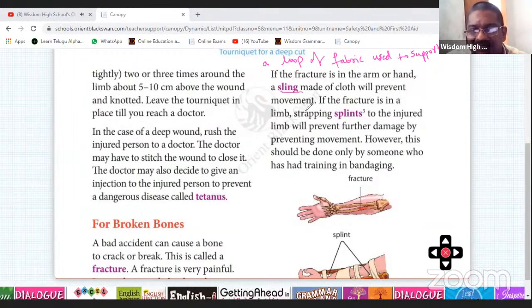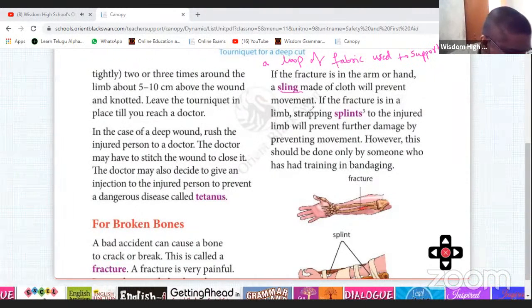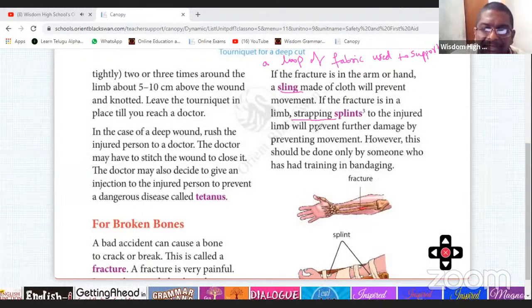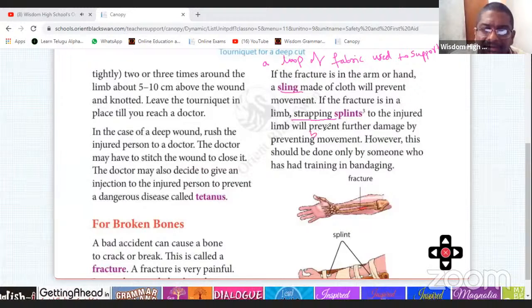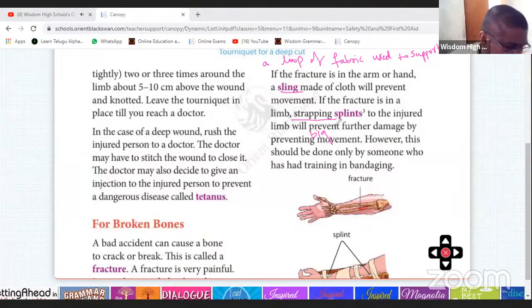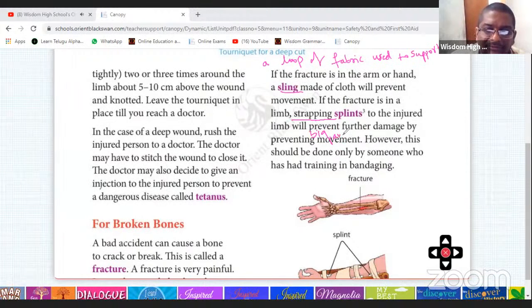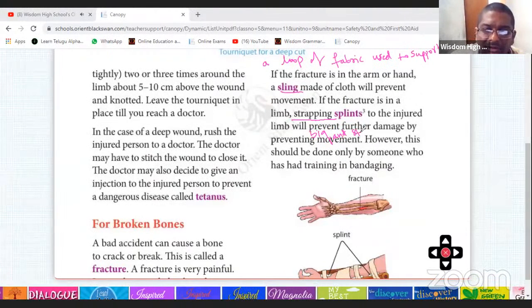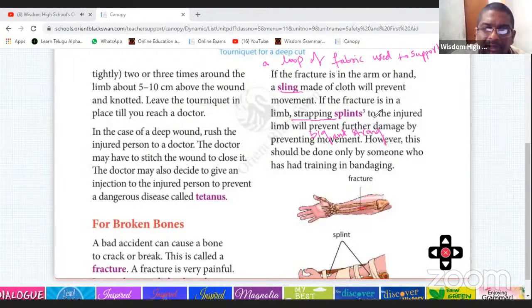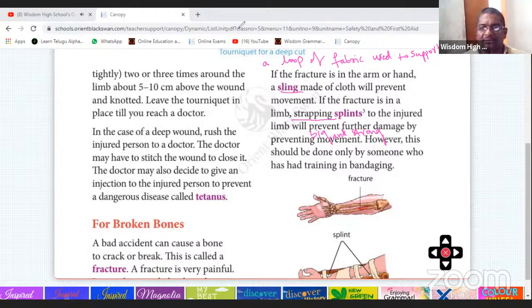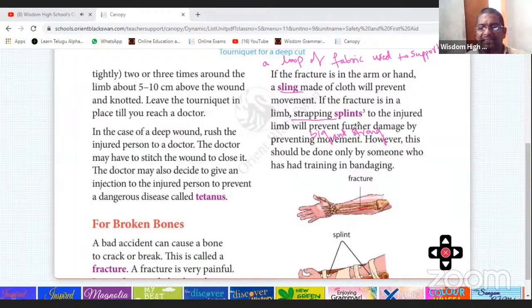Dear children, concentrate here. Next, strapping means big and strong. That is strapping. Strapping means big and strong.